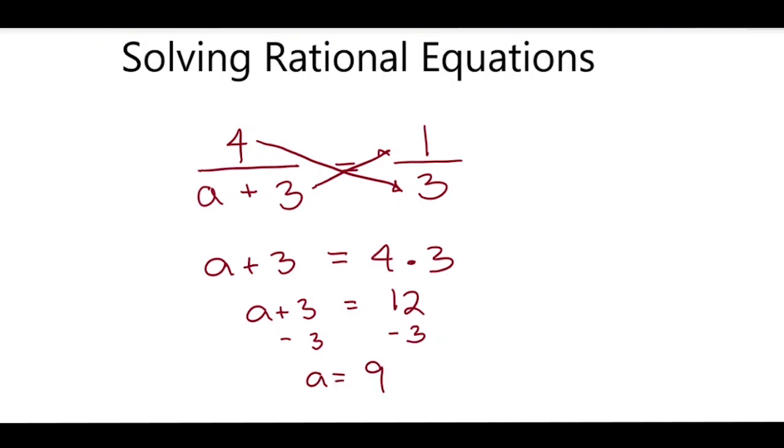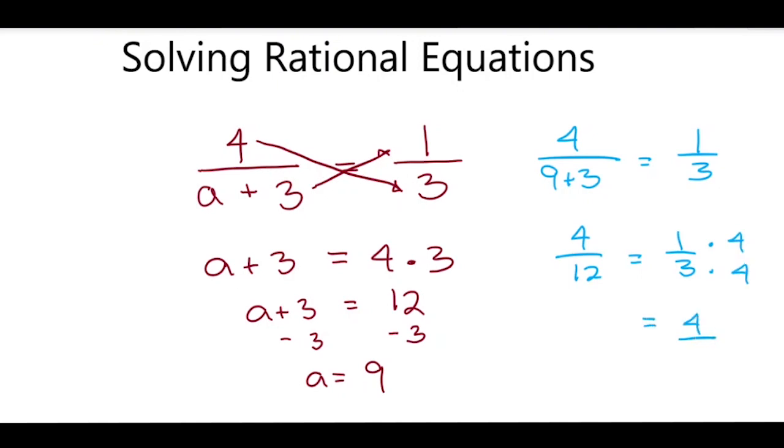Now I'm going to test it. So I have 4 over 9 plus 3 is equal to 1/3. Well, 9 plus 3 is 12, so that's 4 over 12 is equal to 1/3. Well, if I multiply 1/3 top and bottom by 4, that gives me 4/12. So 4/12 equals 4/12, so a equals 9.